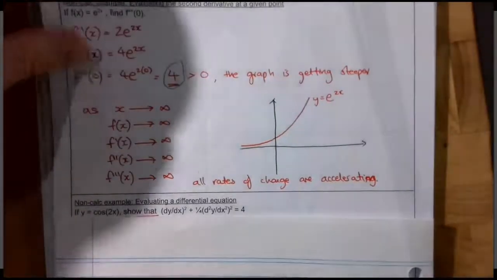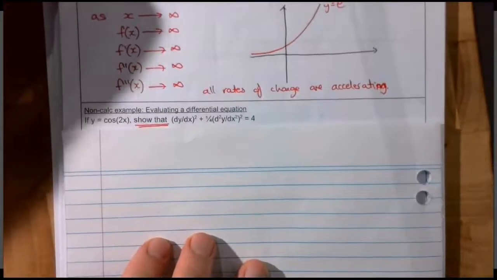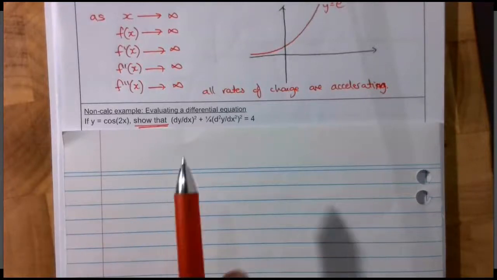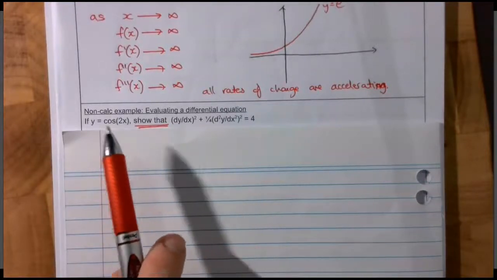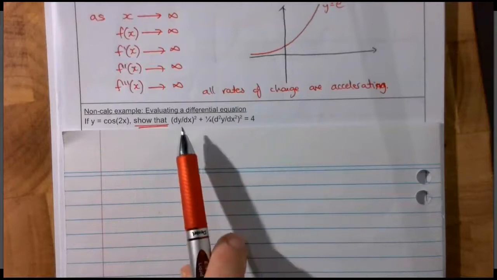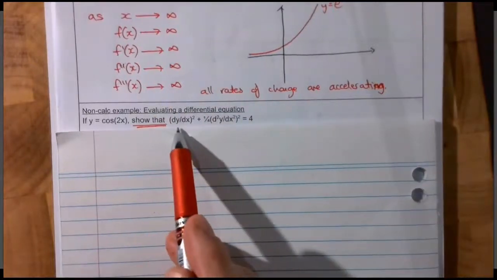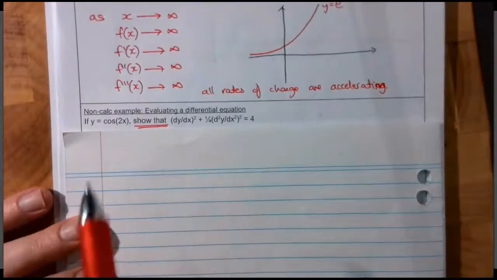Okay. The second example was a slightly different type of function with y equals cos of 2x. And what they're actually asking us to do is to fit that and show that it is a solution to this differential equation here. We're going to touch upon differential equations more in coming units, but we can see that this is an equation that involves the first derivative and the second derivative.